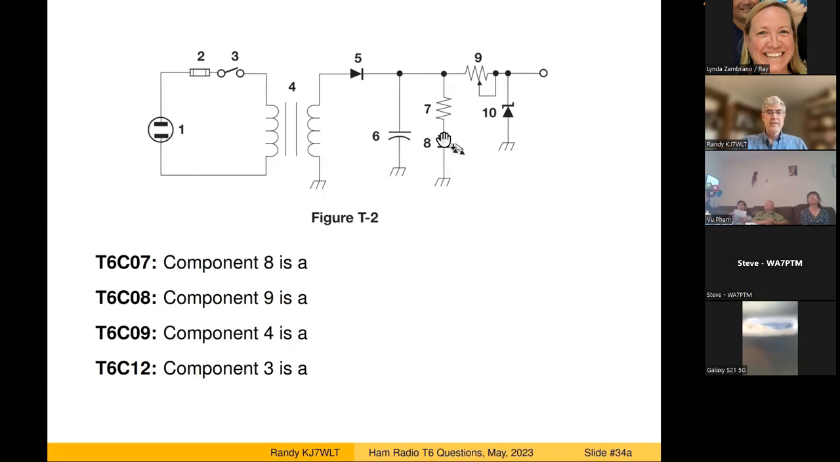So component 8, it looks like this one-way travel sign. That's the diode, but it's emitting something. So it's a light emitting diode. How about component 9? The zigzag line, which is a resistor, but then you can vary the amount of resistance it's giving by turning this dial and moving this little arrow along it. And so it's a variable resistor.